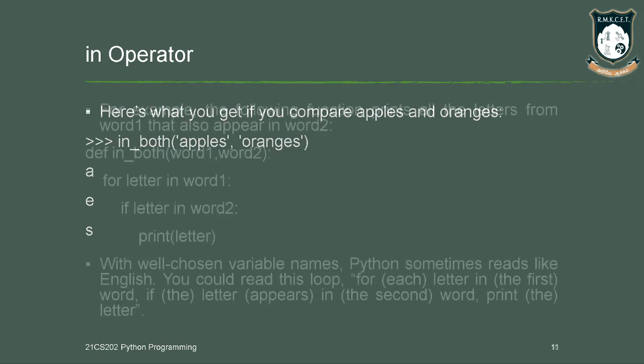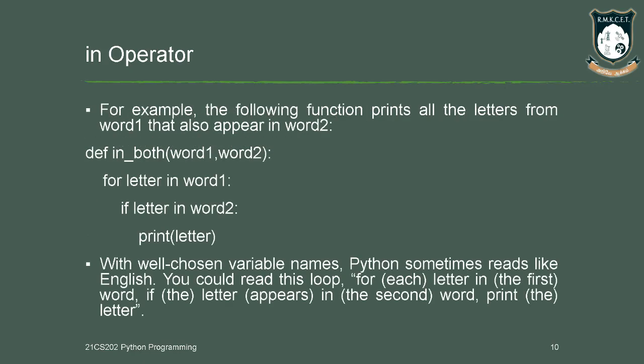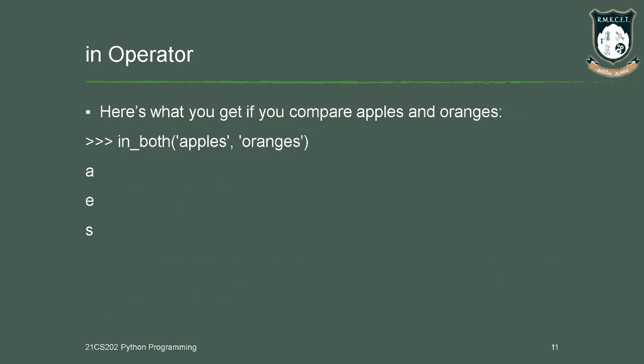For this program we are using the function in_both, and we are passing two arguments, apples and oranges. First the characters from the word apples will be taken, and each and every character from apples will be compared with the word oranges. The common letters in both words are a, e and s. Those will be printed as output here.